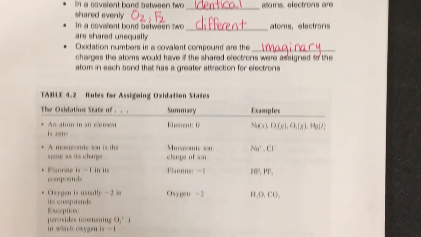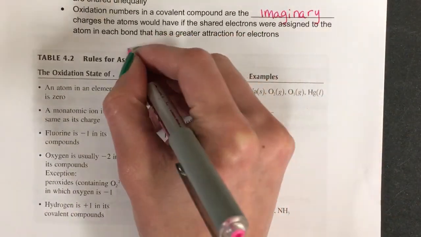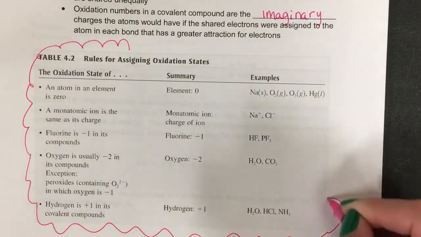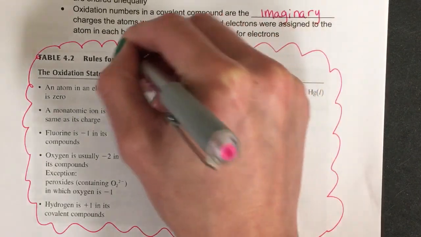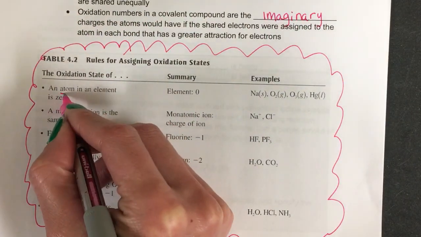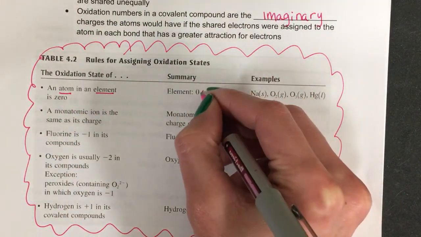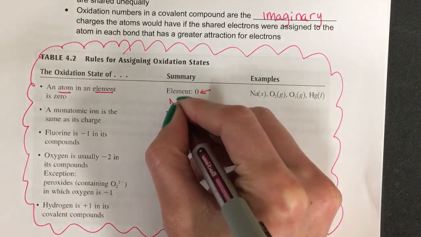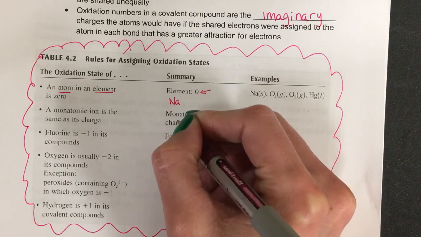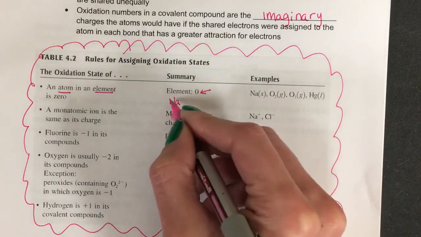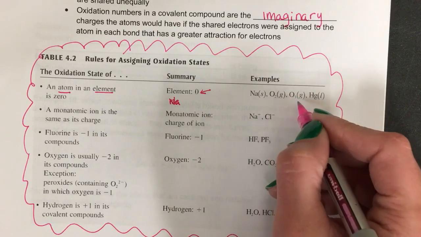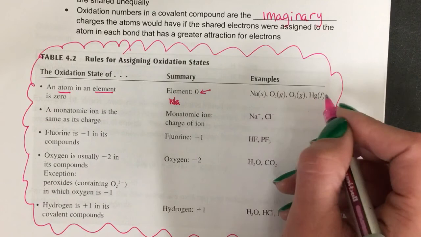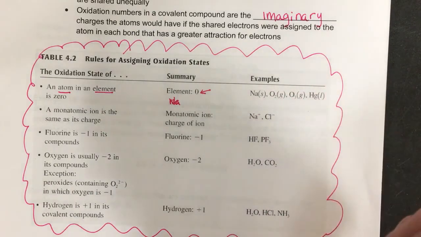Now these are rules that we want to memorize for our oxidation numbers. Okay. Now, an atom that is an element is always 0. So if I had, for example, sodium metal, that would be 0. Okay. Oxygen as an element is 0. O3, still elemental oxygen, 0. Okay. So anytime we have a pure element, it's 0.